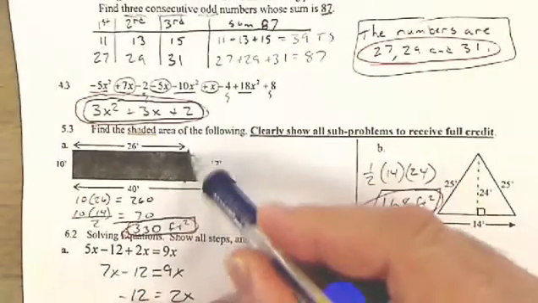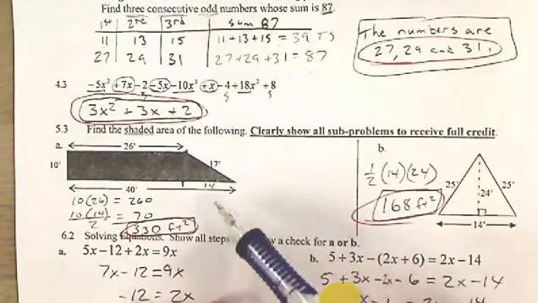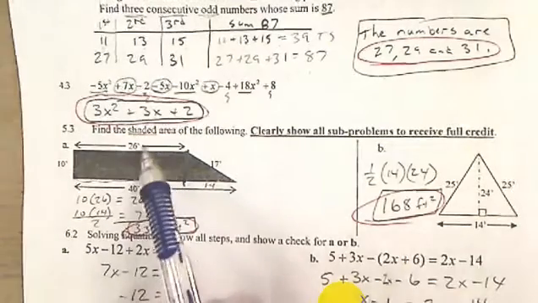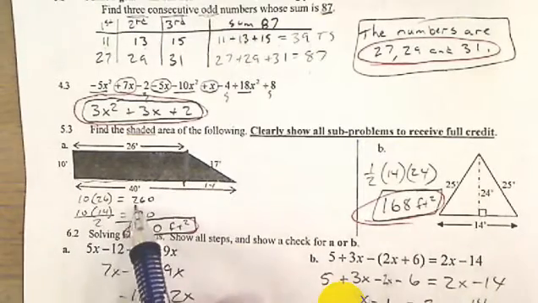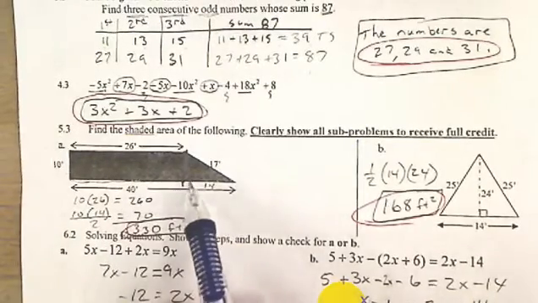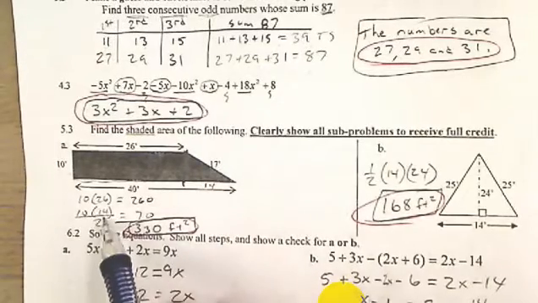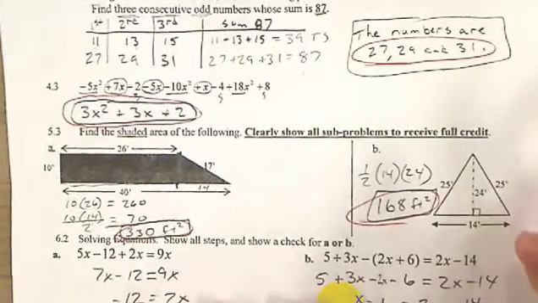I broke it up into a rectangle and a triangle. Area of a rectangle is base times height. This distance right here, the base, is 26. The height is 10, so 10 times 26. Area of a triangle is the base times the height divided by 2, so it's 10 times 14 divided by 2, and that's the area of the triangle.